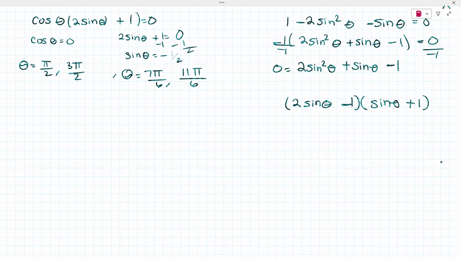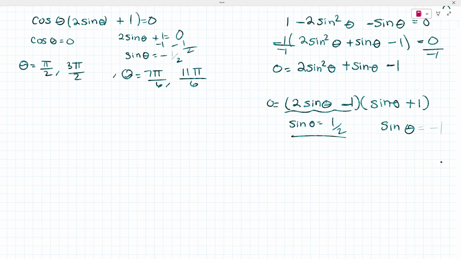So when you set each factor to 0, for this one right here, if you set that to 0 and solve for sine theta, you're going to get sine theta equals 1/2. And the other one, if you set sine theta plus 1 to 0 and solve for sine theta, you're going to get sine theta equals negative 1. Okay, so over here, sine theta equals 1/2.